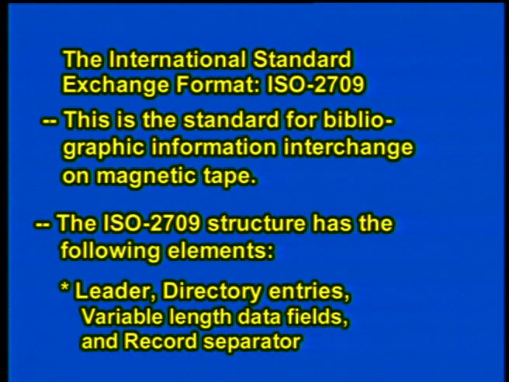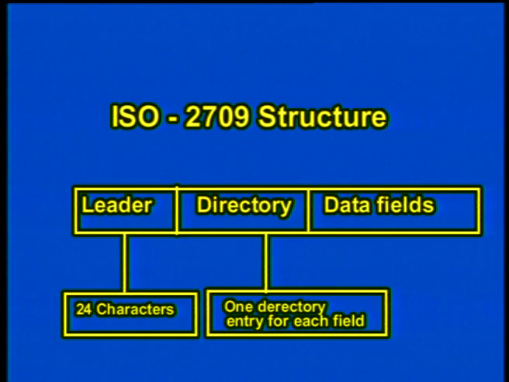Now, there is one very important carrier format, and that is the international standard exchange format called the ISO 2709. This is a standard for bibliographic information interchange on magnetic tape, and it has the following elements. First, it should have a leader, it should have directory entries followed by variable length data fields, and finally, a record separator. We will briefly see how this looks.